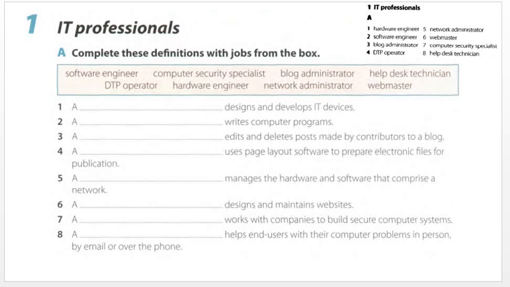Number 6, webmaster. A webmaster designs and maintains websites. Number 7, a computer security specialist works with companies to build secure computer systems. Number 8, help desk technician. A help desk technician helps end users with their computer problems in person, by email, or over the phone.